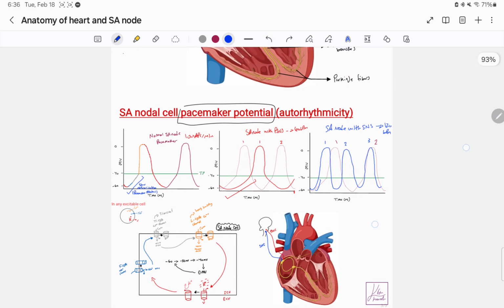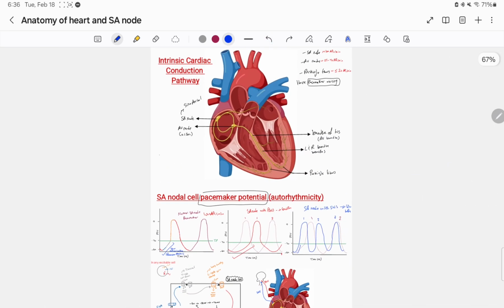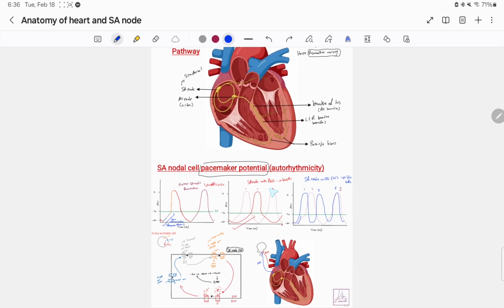Okay, guys, that's going to finish it for this video. We talked about the intrinsic cardiac conduction pathway and how the SA node is able to spontaneously generate this pacemaker potential. I hope it made sense to you.